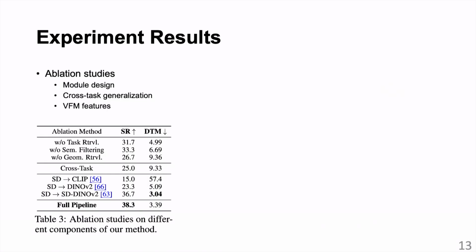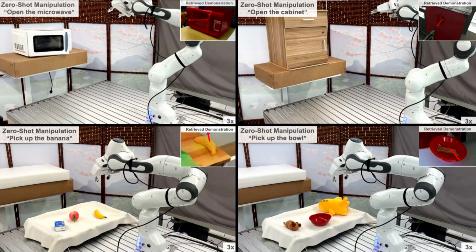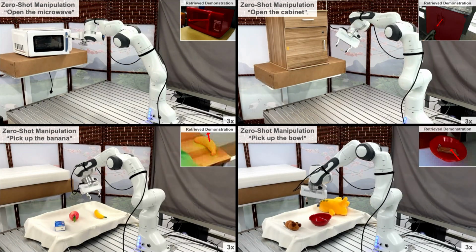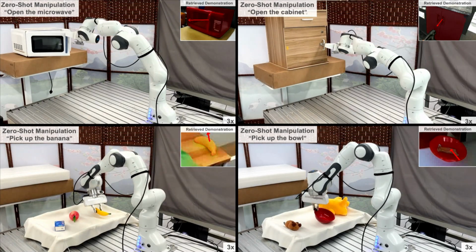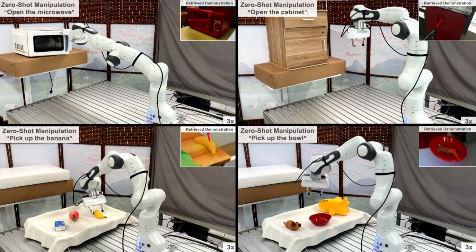Ablation studies also verify our framework design in the perspective of module design, cross-task generalization, and VFM features. Moreover, we show our method is data efficient, since 50% of the data can achieve comparable results to the full pipeline. We also show real robot demonstrations. As we can see, the retrieved out-domain demonstration from our affordance memory is shown on the top right.